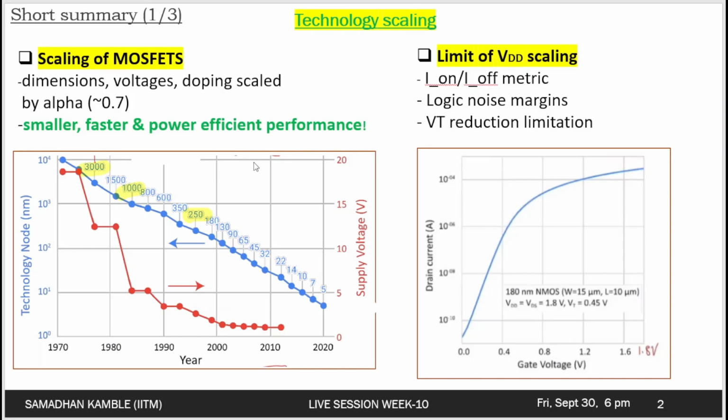Also, in recent years, the reasons why the voltage is not scaled have to do with fundamental physical properties. As you can see here, one of the properties that gives us this limitation is the I on by I off metric.